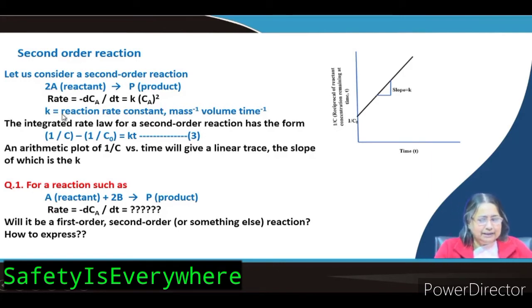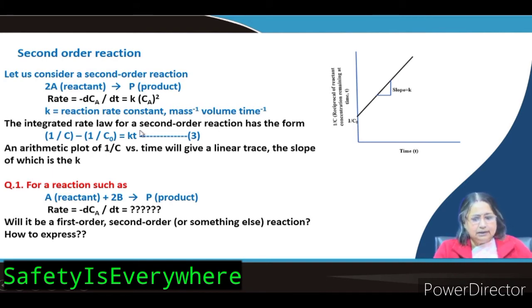Now, in the same way, upon integration, it gives 1 by C minus 1 by C0 is equal to K into T. And here you can see the unit of the reaction rate constant K is this one. You can easily develop it from that rate expression, because rate is minus dCA dt, so one concentration term here, another concentration term to the power 2. So, K will accordingly have this unit.